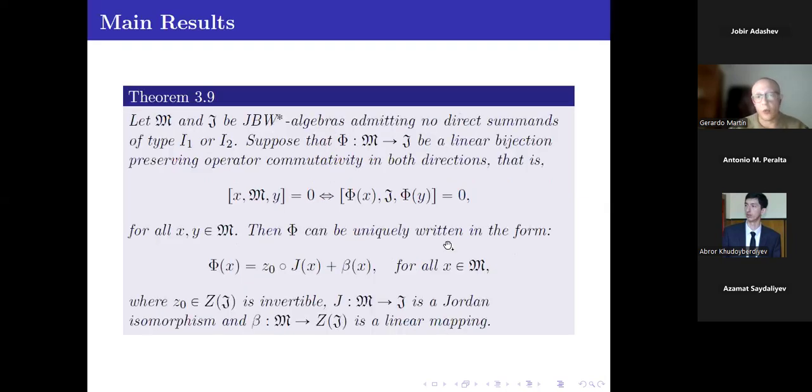After that, we obtain our desired result, which is the one I said: when we have two GBW-star algebras maintaining no direct summands of type 1 or type 2, and we suppose phi is a linear bijection preserving operator commutativity in both directions, then phi can be uniquely written in the following form, where z sub 0 is a central invertible element, J is a Jordan isomorphism, and beta is a linear mapping.